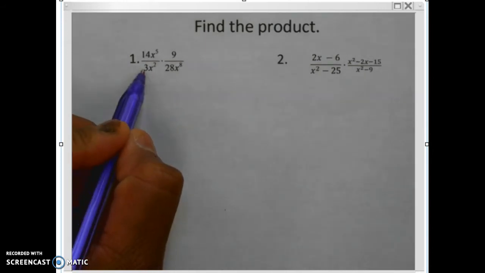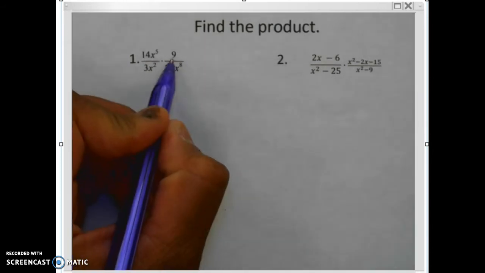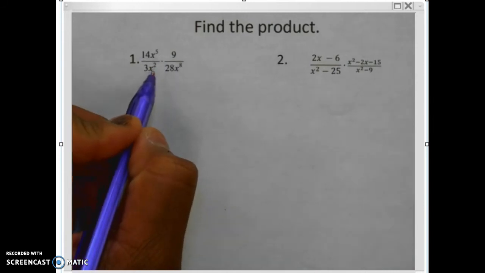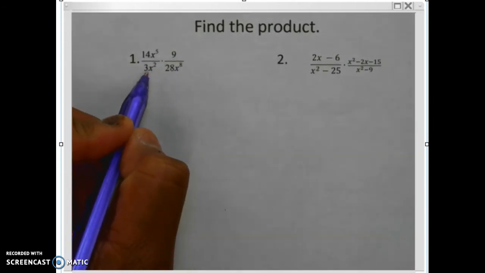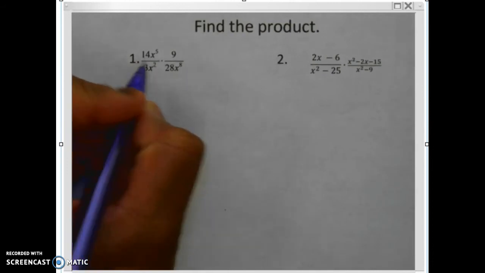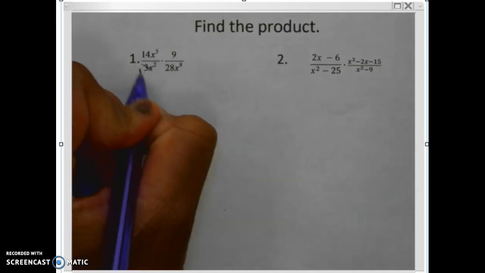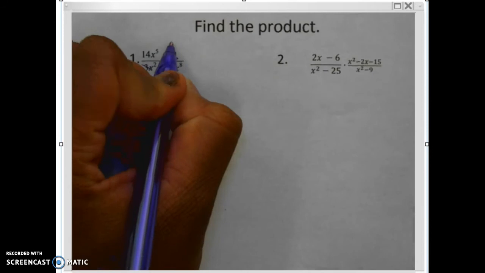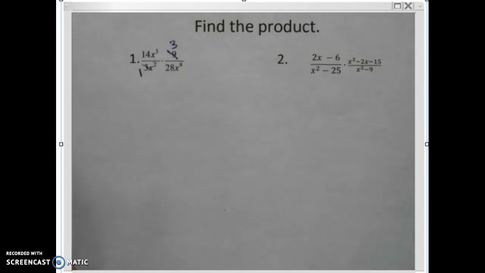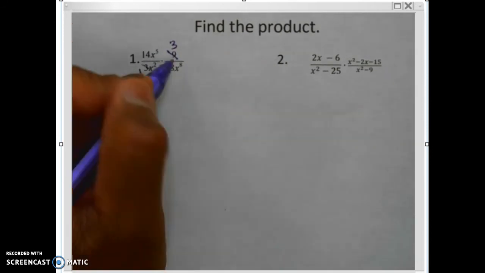So what I mean by that is that I'm looking at 3 and 9 and I'm asking myself, what is the biggest number that goes into 3 and 9? And I come up with 3. 3 goes into 3 one time. 3 goes into 9 3 times.